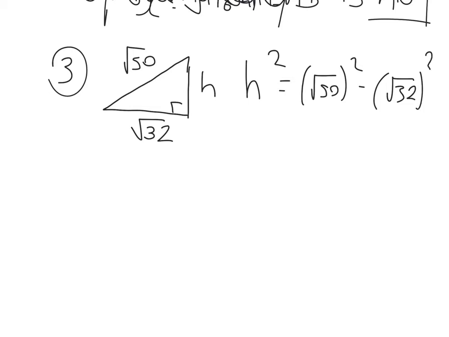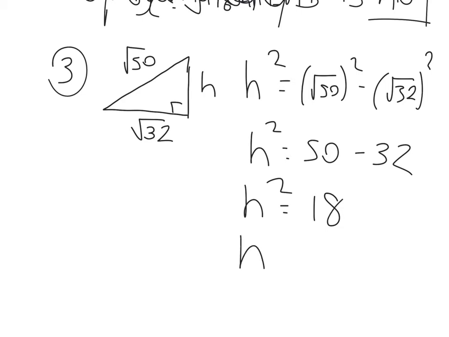If you think about the square of a square root, the square root and the square cancel each other out, so the square root of 50 squared is 50. And the square root of 32 squared is 32. I then get h squared is equal to 18 and h is equal to root 18.